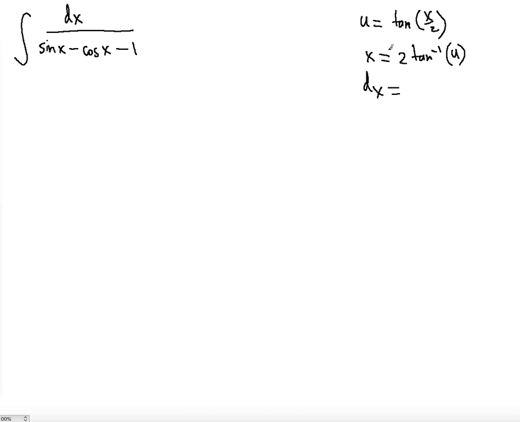dx is going to be, differentiating both sides, 2 over 1 plus u squared du, because the derivative of the arctan is 1 over 1 plus u squared. With that 2, it gives you 2 over 1 plus u squared du.